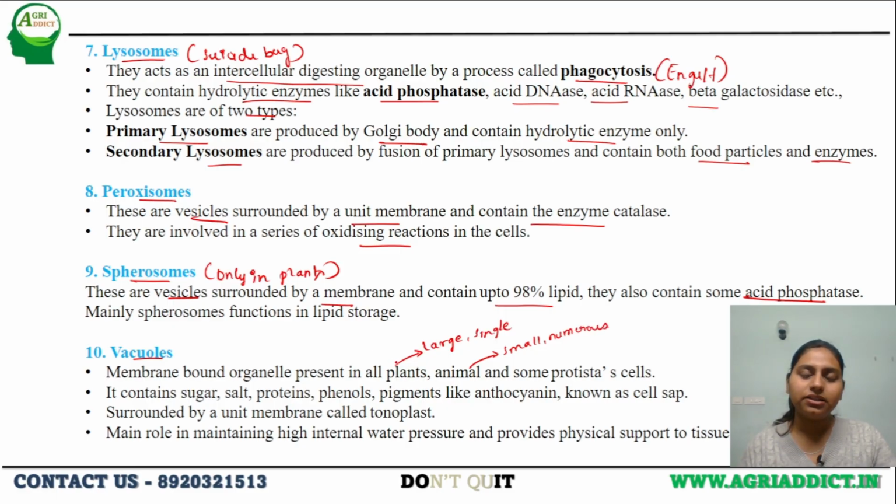Okay, inside the vacuole there is a presence of cell sap, where this cell sap is composed of sugar, salt, protein, phenols and pigments like anthocyanin. Remember, anthocyanin is a pigment that is present within the vacuole, and the membrane that is surrounding the vacuole is called the tonoplast. This has to be remembered. And the major function of the vacuole is maintaining high internal water pressure, and it also provides physical support to tissues.